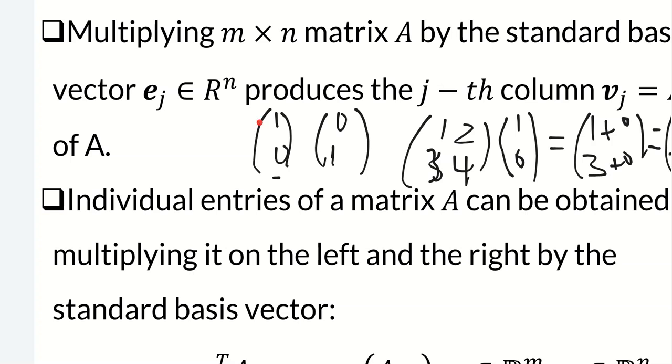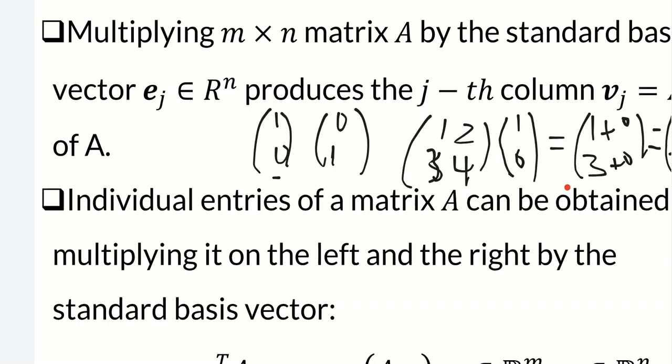So you see here, when you have your standard base, you have a matrix and you multiply the matrix by a standard base. You can get the individual columns that you are looking for. So here, if I want the first column, I just have to multiply and see it has come out. If I want the second column, you just multiply by this and it also comes out.